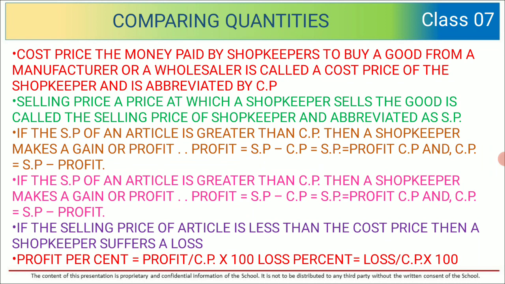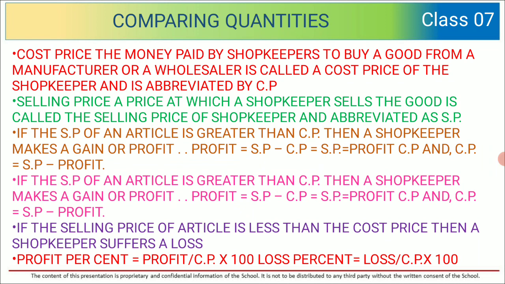So for example, there is a shopkeeper who buys a set of books from a manufacturer or wholesaler, and suppose he is selling it at a specific price, but the cost at which he bought that book set is nothing but its cost price, which is denoted by CP.